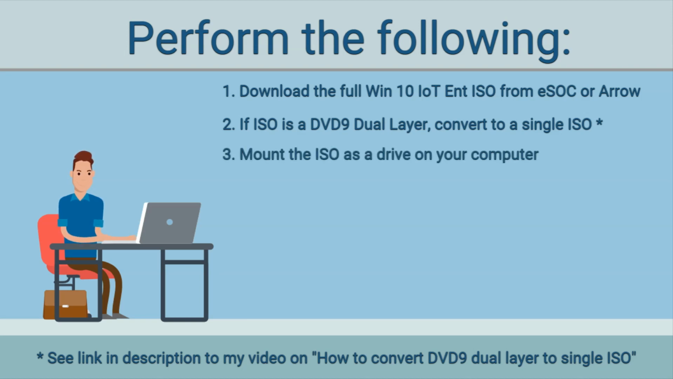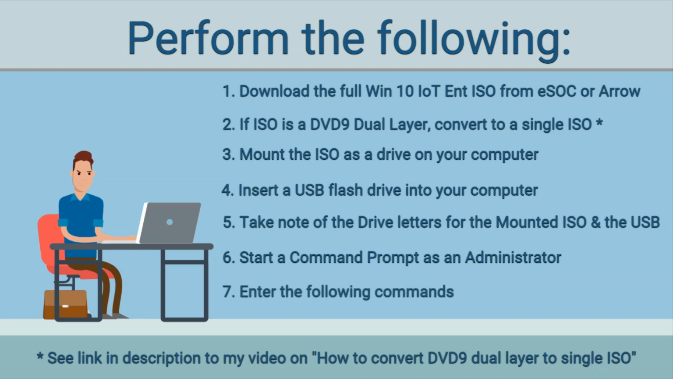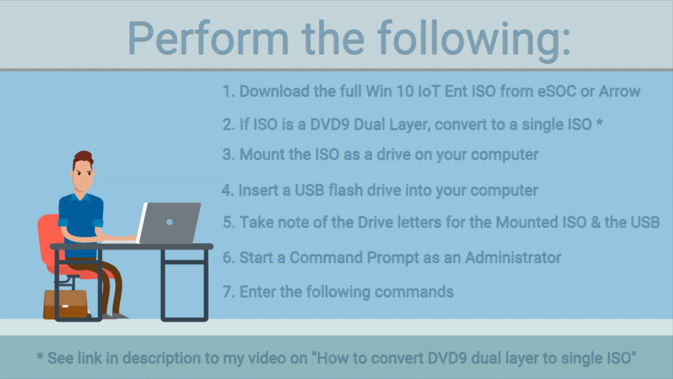Third, you're going to mount the ISO as a drive on your computer, and then insert the USB flash drive, making sure it's a minimum of 8 gig in size. Take note of the drive letters for the mounted ISO and the USB. And then start a command prompt as an administrator and enter the following commands.